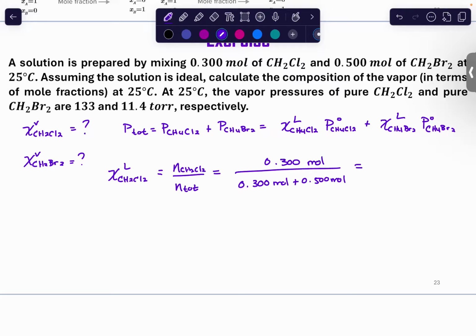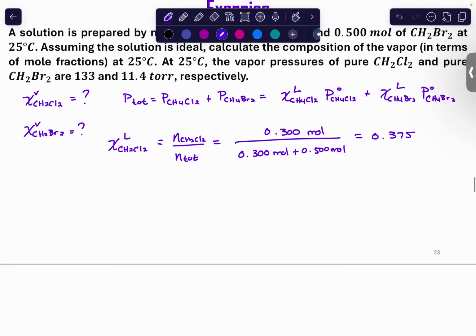What do we get for this? I would think it's still going to come out to be about 0.375. Okay, so for some reason I wrote an extra 0 in when I was writing this down, but that happens. Okay, so we have that mole fraction.